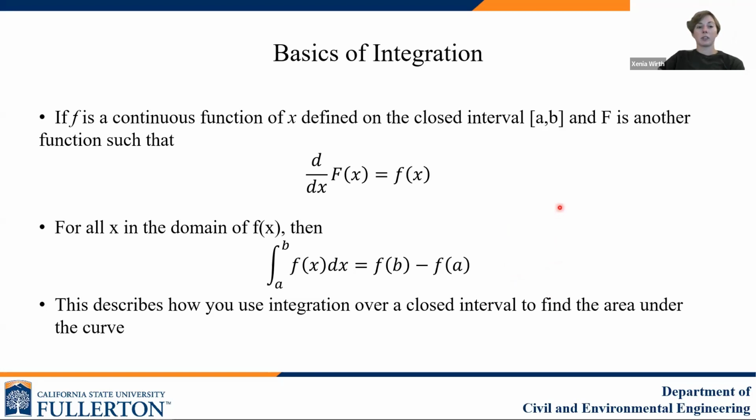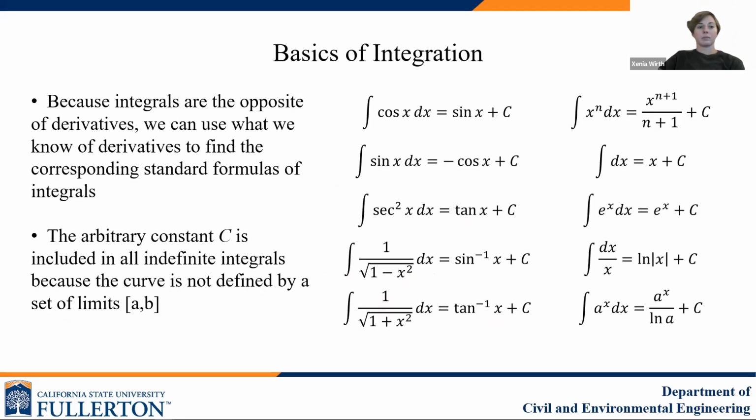If f is a continuous function of x defined on the closed interval, and capital F is another function such that the derivative of capital F of x is equal to small f of x, then if you have a specific domain of a closed interval a and b, the integral from a to b of f of x is F of b minus F of a. This expression describes how you use integration to actually determine the area. A and B are values, and you find the function of the expression at these two different values, subtract the two, and you get the actual value of the area.